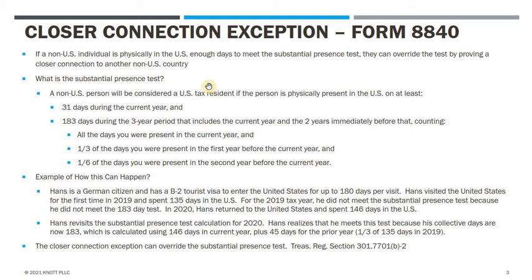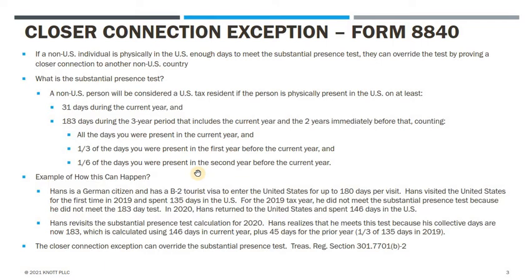So the substantial presence test, you meet this if a non-U.S. person is considered a U.S. tax resident, they're physically present in the U.S. on at least 31 days during the current year and 183 days during the 3-year period that includes the current year and the 2 years immediately before that, counting all the days you were present in the current year and 1/3 of the days in the first year back, and then 1/6 of the days you were present the second year back.